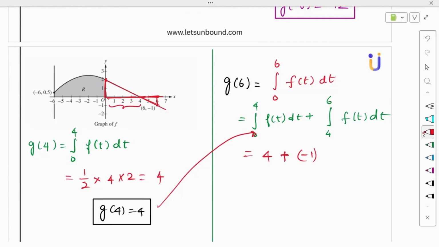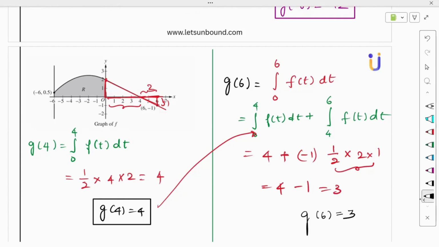Area is not negative, but the accumulation will be negative. So I multiplied by -1 due to that. Half times, same, base is 2 units, height is 1 unit. So 2 times 1. Finally, 4, and this simplifies to 4 minus 1, which is 3. And hence we got g of 6 is 3.